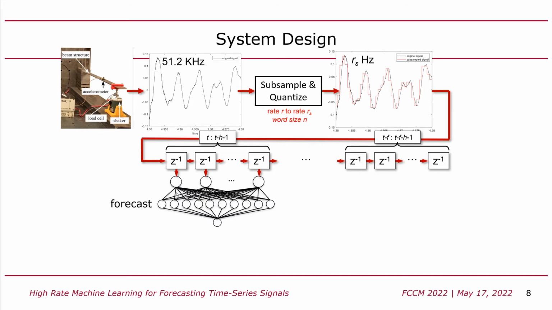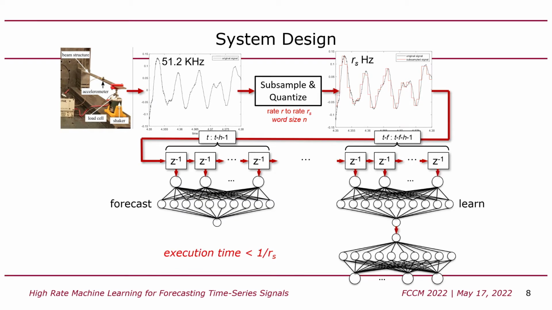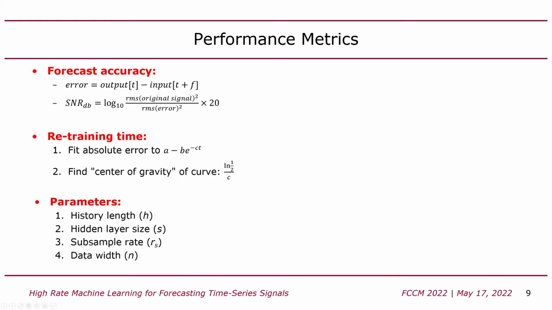The most recent samples produce the forecast, and the less recent samples produce an estimate of the current sample, which is used to compute the loss for the backpropagation. Backpropagation is then performed, and all the weights and biases are updated. All of this workload is performed within a single sample time, which is 1 over r sub s. So we have two primary performance metrics that we associate with the parameterization of the forecast model.